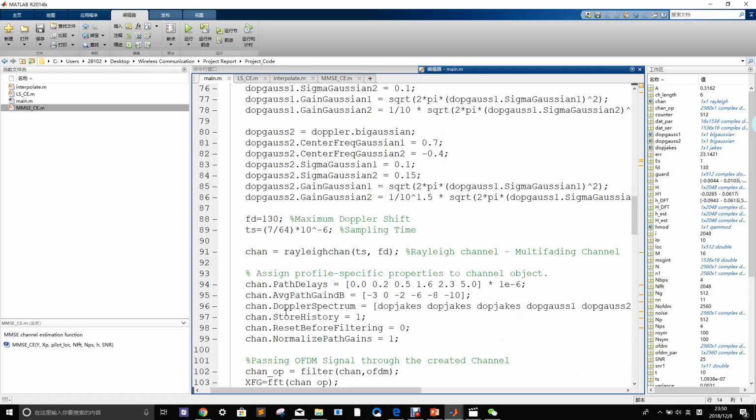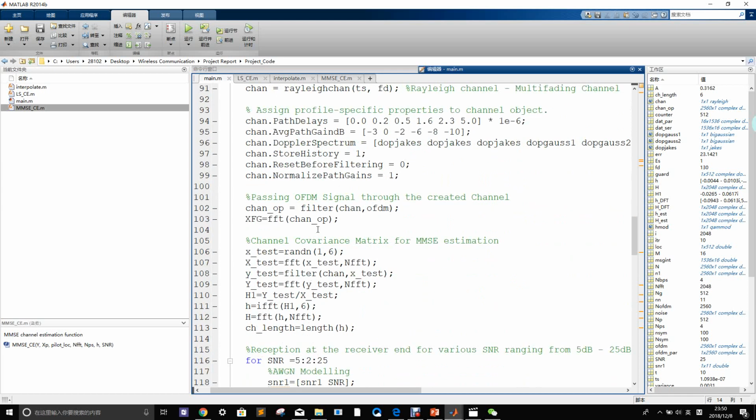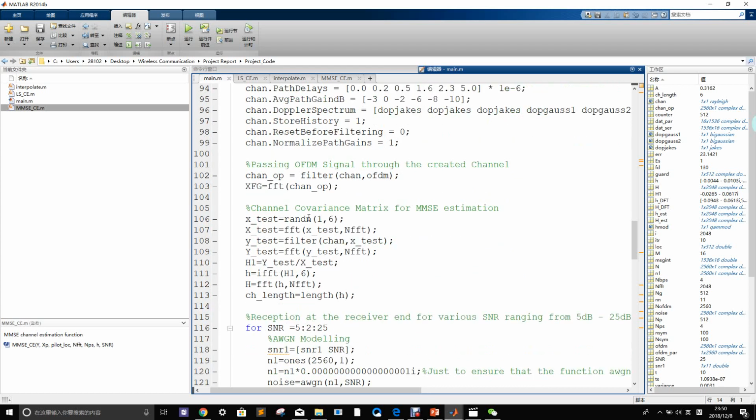and this part means assigning a profile, specific properties to the channel object. And in this part I pass the OFDM signal through the created channel, and I use a channel covariance matrix for MSE estimation.